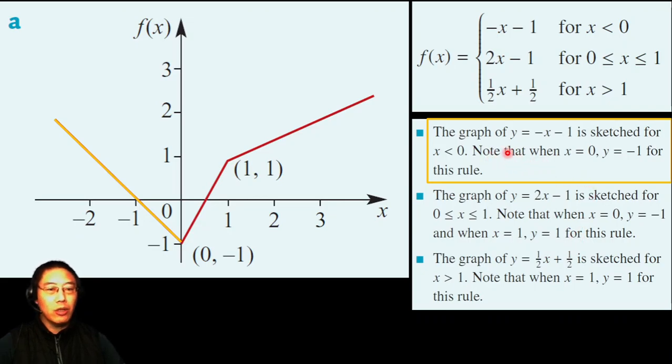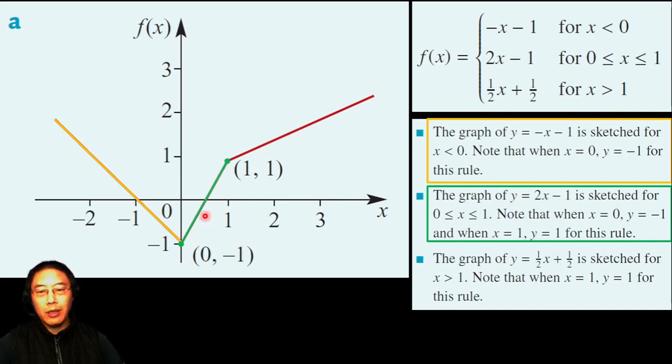So that's the annotation. Note that when x equals 0, y equals negative 1, and it's not from this rule, it's coming from this rule where 0 is inclusive. So now for this rule, we include 0 and 1, and the rule is 2x minus 1, which is drawn in green. So notice how I put a filled circle at the end, and I indicate the coordinates as well. Okay, and lastly, this is the last rule, so that's why remaining in red.